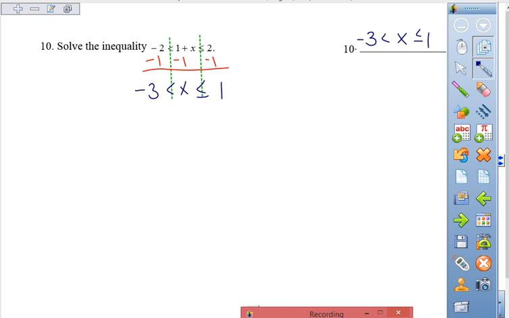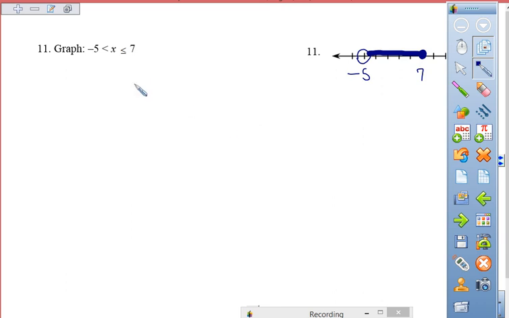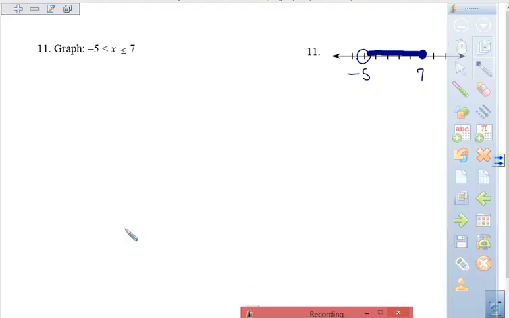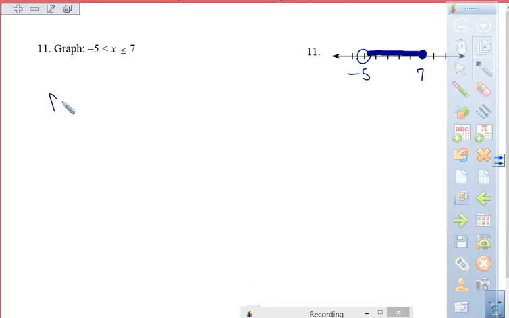Number 10, we're going to subtract 1 from all 3 sides. And we don't have to switch our signs. 1 is an open circle, 1 will be a closed circle. Number 11, this is an and, so on our graph it should be a bar. Open circle at negative 5, closed circle at 7. Please draw a star under number 10 and 11 if you got it right.